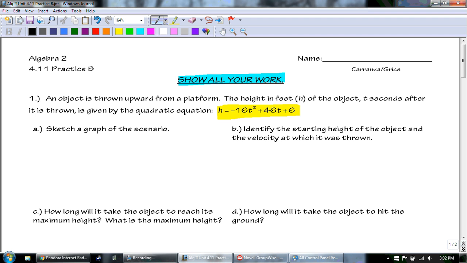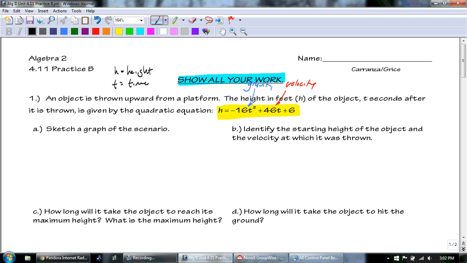So, just remember that our first number, we talked about that is gravity. Our second number, that 46t, that's our velocity. And then h is height, and t equals the time. Okay, sorry, that was a little sloppy, so I'm just going to rewrite that. H is height and t is time.